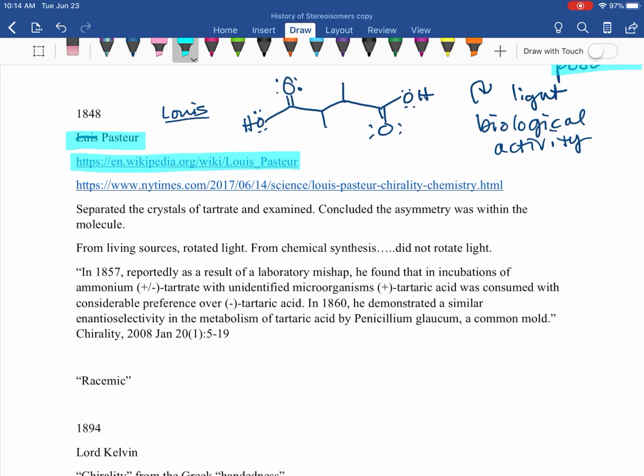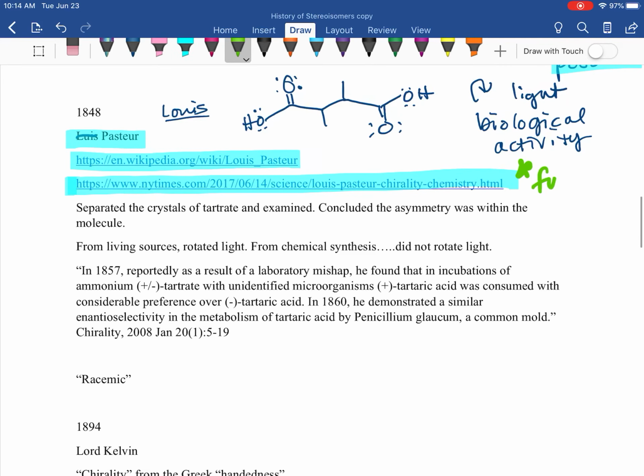So I gave a couple links, just Wikipedia if you want to see his picture and a little bit of his background. But what's really cool is back in 2017, the New York Times published a whole article just on Louis Pasteur and chirality. That is fun. You really should just take a look at that. That is a super fun article. So two major things to summarize in our video.